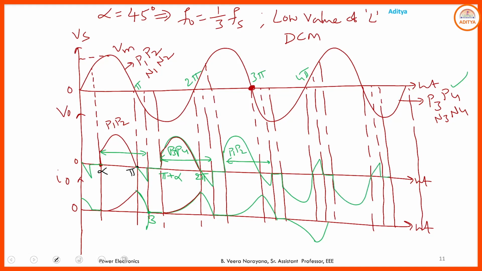And again like this. So here also negatively charged, discharged, and negatively charged. So here N3, N4, and here N1, N2, and again N3, N4. So this is the output voltage and output current waveform for F0 equal to 1 by 3 Fs under discontinuous conduction mode.